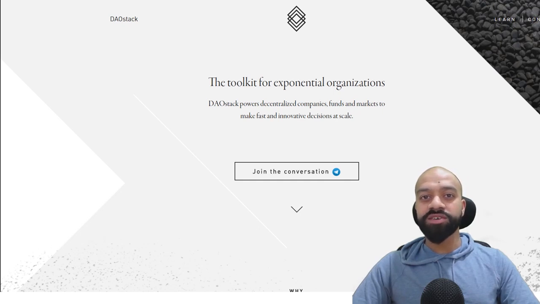So today we are going to be looking at DAOStack. Now, this particular ICO is looking to bring a toolkit to empower decentralized organizations, markets, or funds to be able to make fast and innovative decisions at scale.